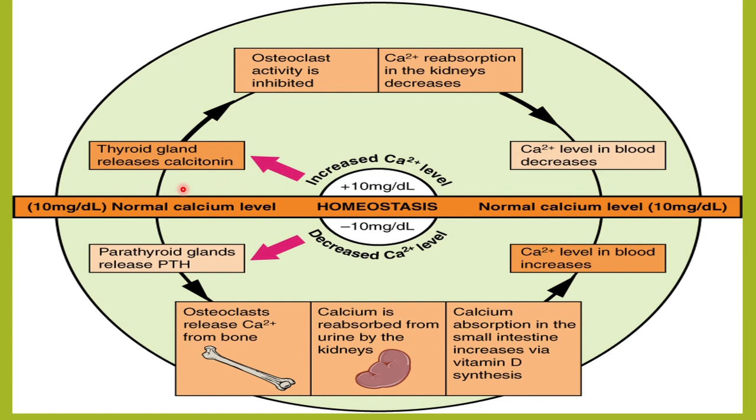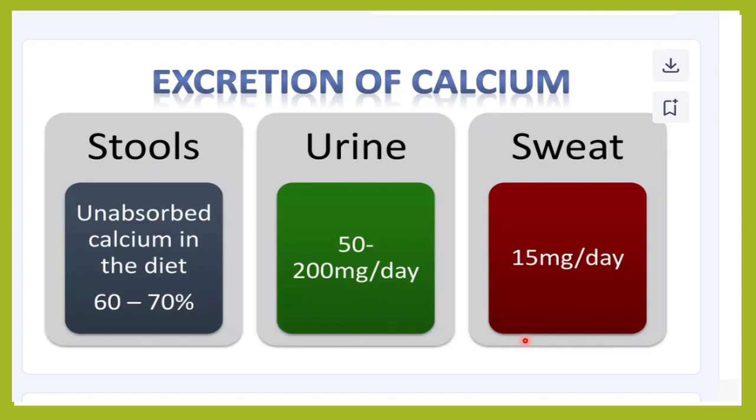How will it do this? It will reduce the absorption of calcium from the kidneys and reduce the absorption of calcium from the intestine. When the level of calcium decreases, the parathormone comes into play. It will increase the level of calcium. How will it do this? It will increase the resorption of the bone. It will stimulate the osteoclastic activity. It will increase the reabsorption of calcium from the intestine. It will increase the reabsorption of calcium from the kidneys and increase the level of calcium in the blood.